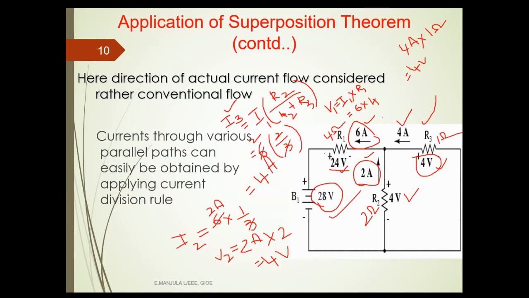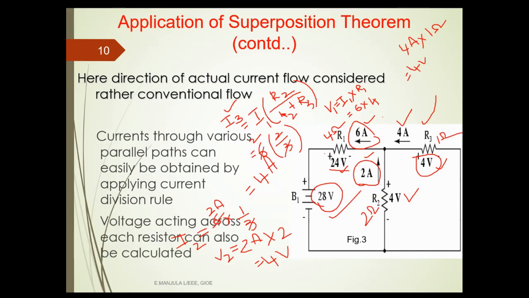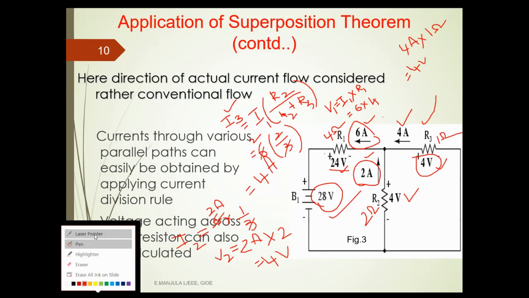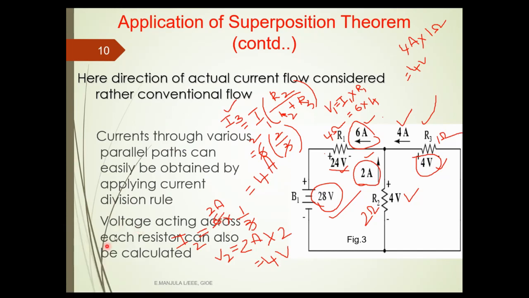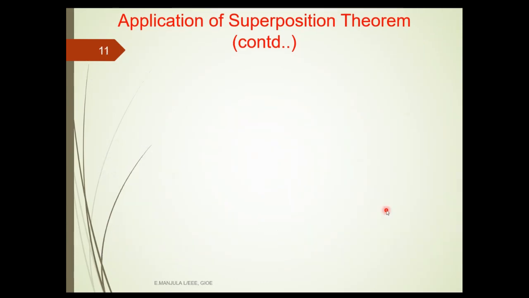See, we have taken out one of the batteries and we are solving this. And now we have to take the V1 battery out, and now we have to include the V2 battery and solve in a similar pattern. Here, I'm explaining very clearly step by step. So the voltage acting across each resistor can also be calculated. We calculated it.